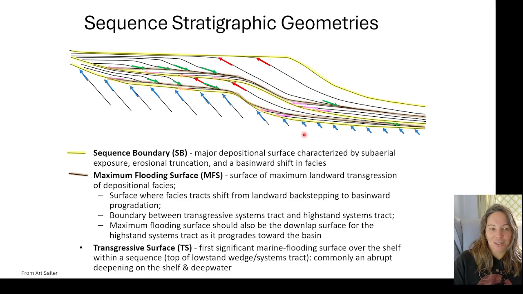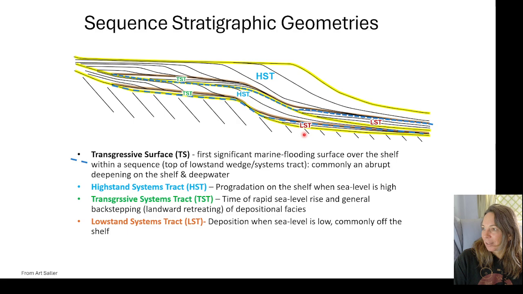And then we have our transgressive surfaces. Those are kind of like the first significant marine flooding surface over the shelf, commonly very abrupt, with deepening on the shelf into deep water. And so looking between those surfaces now, we can pick out our highstand systems tract. So that's the progradation where the sea level is high. And then we've got our transgressive systems tract marked in green.